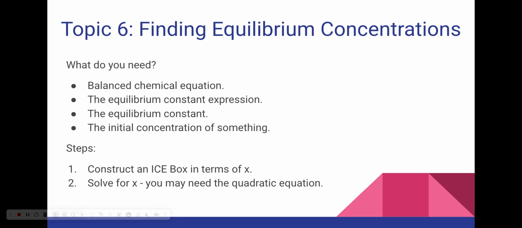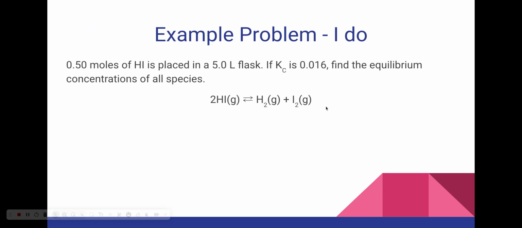Now, in terms of what we need to find an equilibrium concentration, very simple. You need a balanced chemical equation. You need to write the equilibrium constant expression. We need the equilibrium constant, and we just need the initial concentration of something, okay? The rest we can use stoichiometry, plug those values into that icebox in terms of x, and then solve for x. Where this subsection takes a turn and gets slightly more challenging is we might have to use the quadratic equation from math class here. So let's just dive into an example problem.